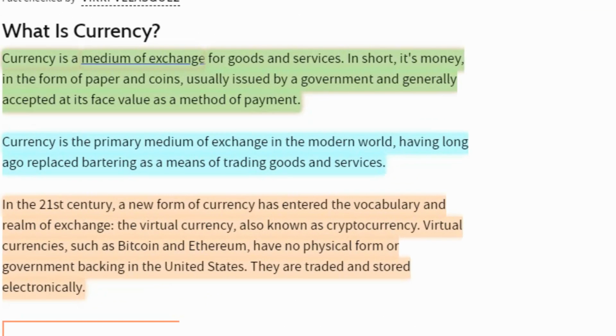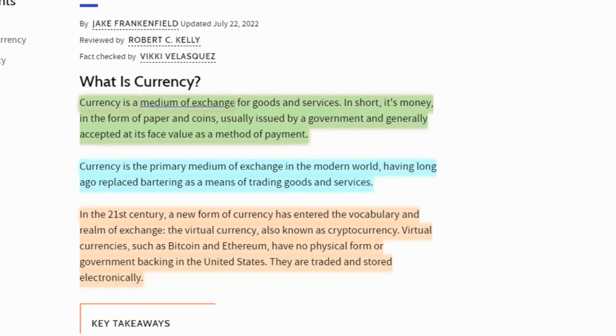What is currency? Currency is a medium of exchange for goods and services. In short, it's money in the form of paper or coins, usually issued by a government and generally accepted at its face value as a method of payment. Currency is a primary medium of exchange in the modern world, having long ago replaced bartering as a means of trading goods and services. In the 21st century, a new form of currency has entered the vocabulary and realm of exchange: the virtual currency, also known as cryptocurrency. Virtual currencies such as Bitcoin and Ethereum have no physical form or government backing in the United States. They are traded and stored electronically.